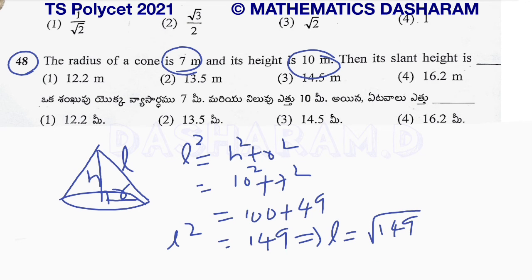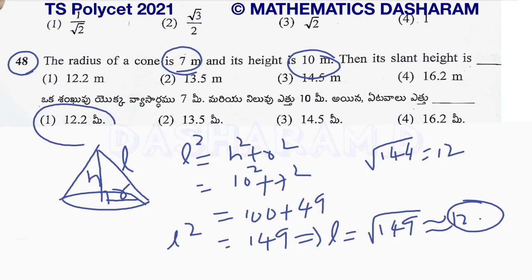So 149 is not a perfect square number, but we know that square root of 144 how much? 12 only na. Now 149 is nearest to 12, so 12 point something. 149 is bigger than 144, so it will be more than 12. So 12 point something, here option 1 is correct.